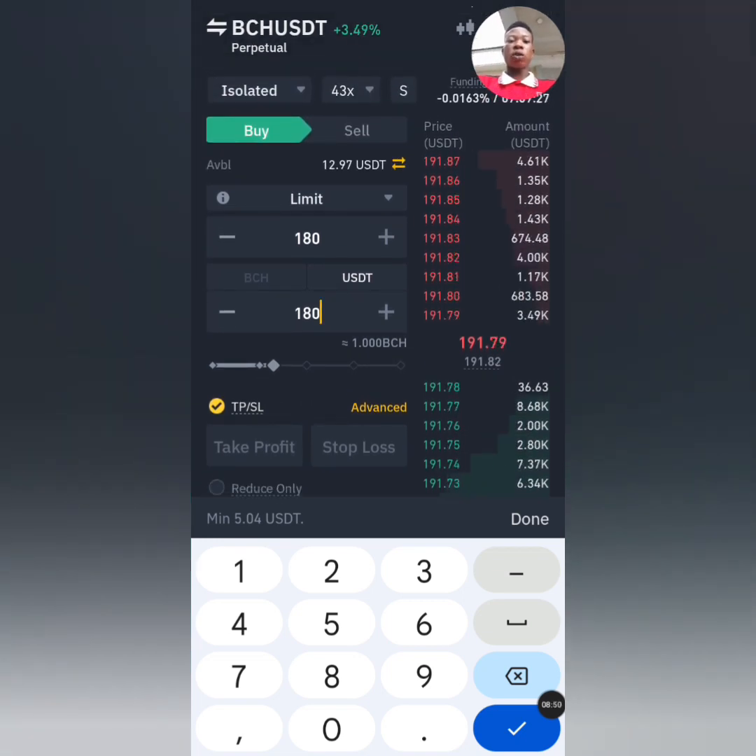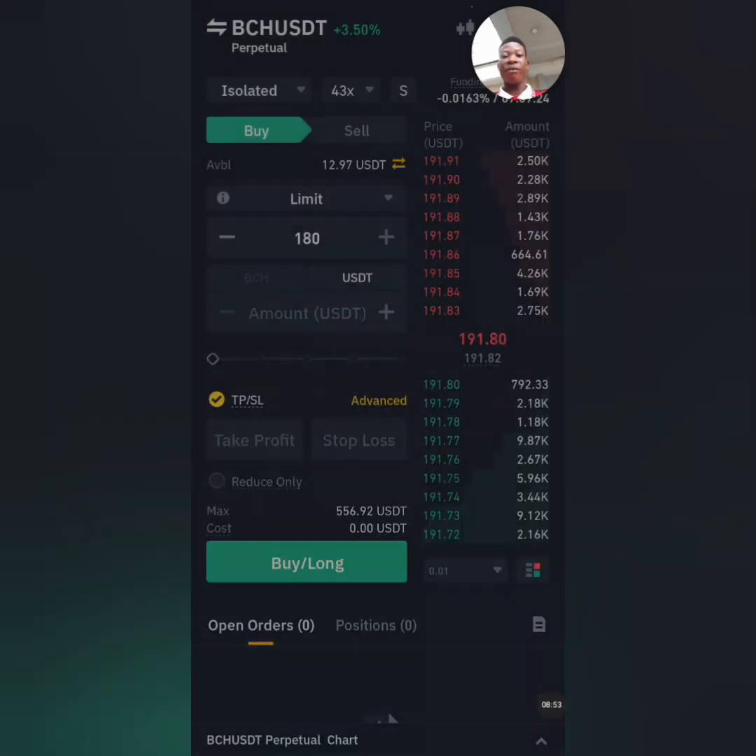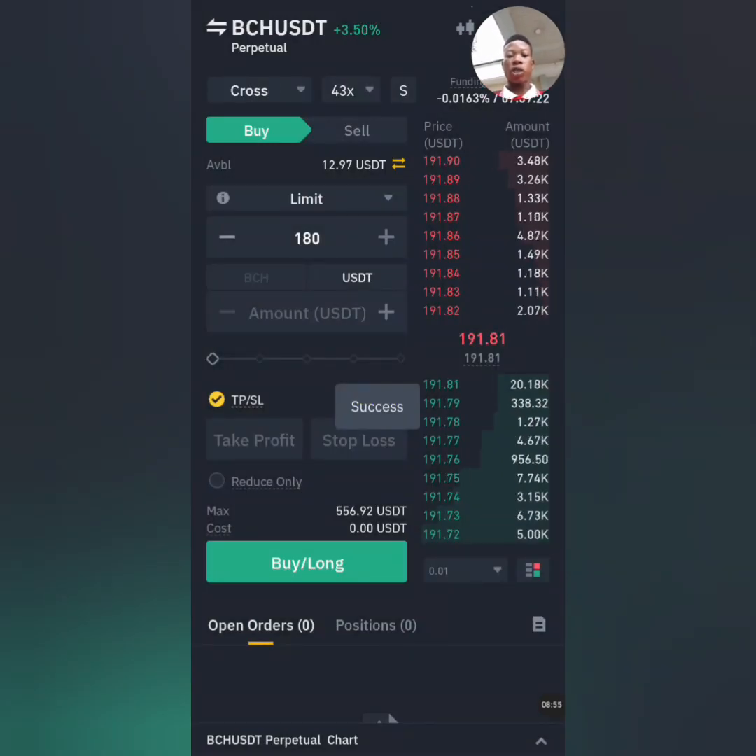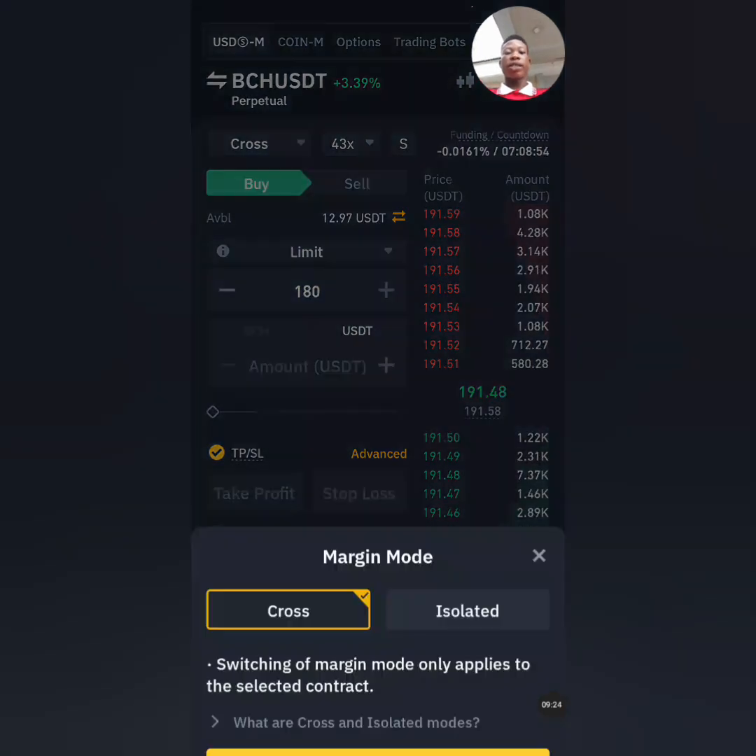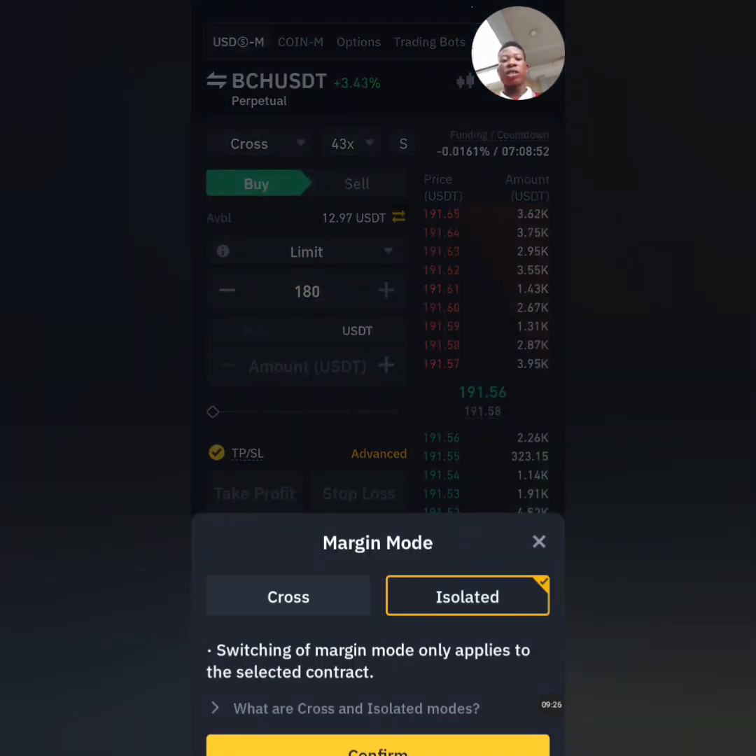But if I'm using the cross margin right here, cross margin simply means you are using everything that's inside this futures wallet. If this trade goes against you, your position is not going to liquidate until this 12.97 USDT is finished. Once your cross margin is finished, the total amount of money you have in your futures wallet is gone, and everything inside there is going to get liquidated. So it is good and advisable to use the isolated margin, and then you leverage it.